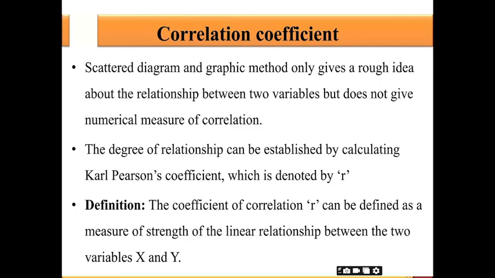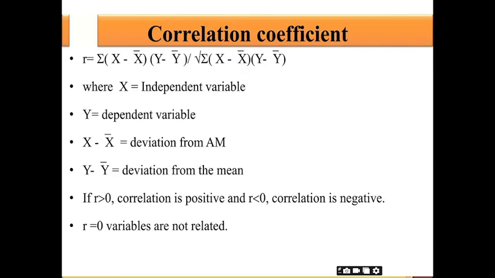Then let's see the correlation coefficient. Scatter diagram and graphic method only give a rough idea about the relationship between two variables but do not give a numerical measure of correlation. The degree of relationship can be established by calculating Karl Pearson's coefficient, which is denoted by r. So let's see the definition of the coefficient of correlation. The coefficient of correlation, denoted by r, can be defined as a measure of the strength of the linear relationship between the two variables x and y.